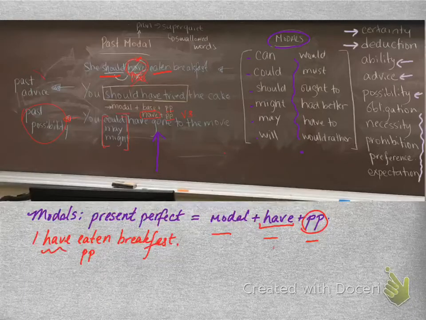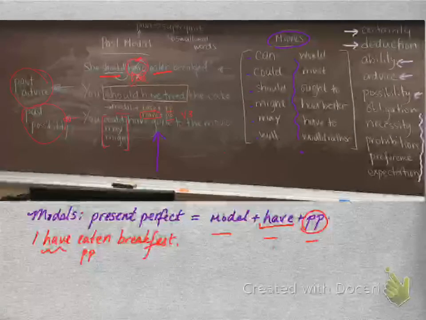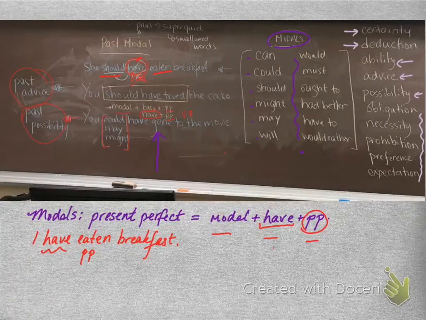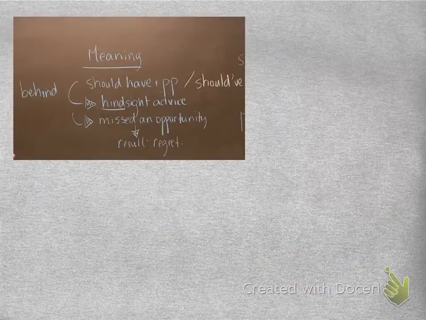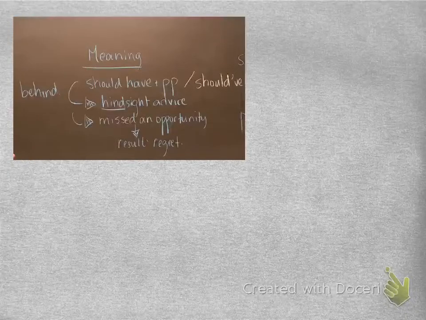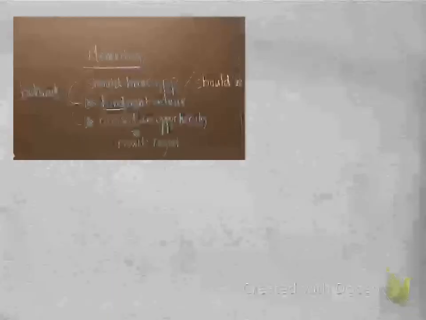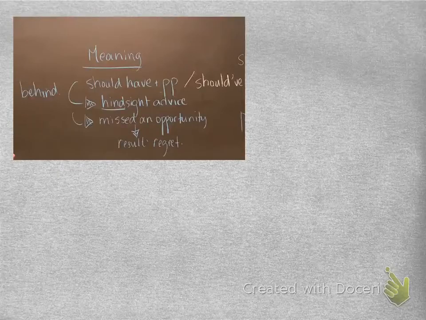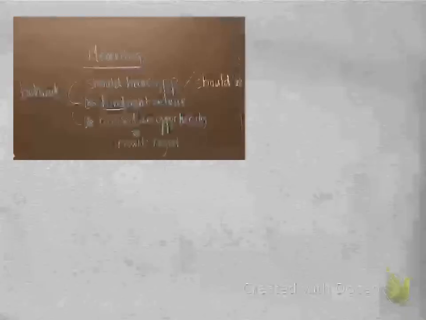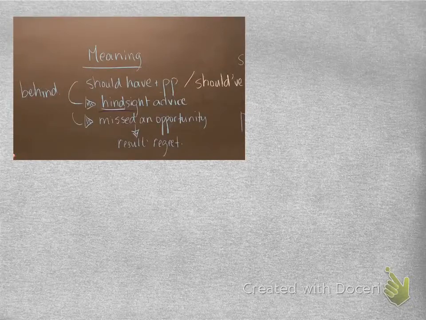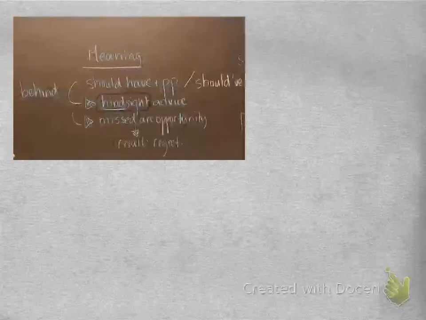Over here, we're talking about past advice. You should have tried the cake. When we say you should have tried the cake, what we're actually saying is that you should have done something, but you didn't do it, and so you've missed that opportunity. And this is what we call hindsight advice.